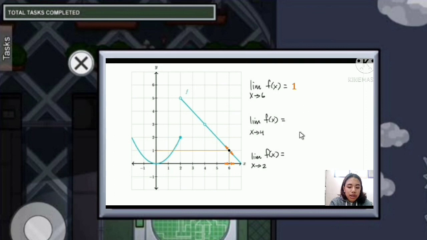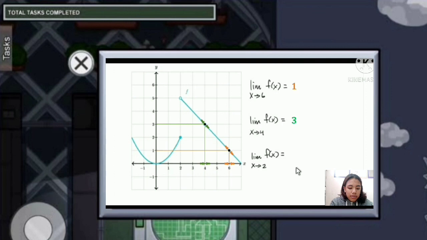Our next is the limit of f of x as x approaches 4. We will approach 4 from both sides. As we approach 4 from the left side, we see that our y is getting closer to 3. On our right side, we can see that our y is also getting closer to 3. So our answer is 3 based on what we are seeing in the graph.